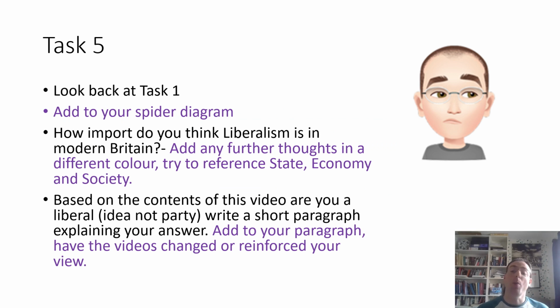I then want you to essentially go back to task 1. What you're then going to do is add to your spider diagram. You're going to add extra information in, things that you've picked up through doing the other tasks. You're going to think again about how important liberalism is in modern Britain. Add any further thoughts you've got. Try to do it in a different colour so you show where you were at the beginning of the week and where you were at the end. Try to add reference to the state, the economy, and society, and the different bits you see on that.